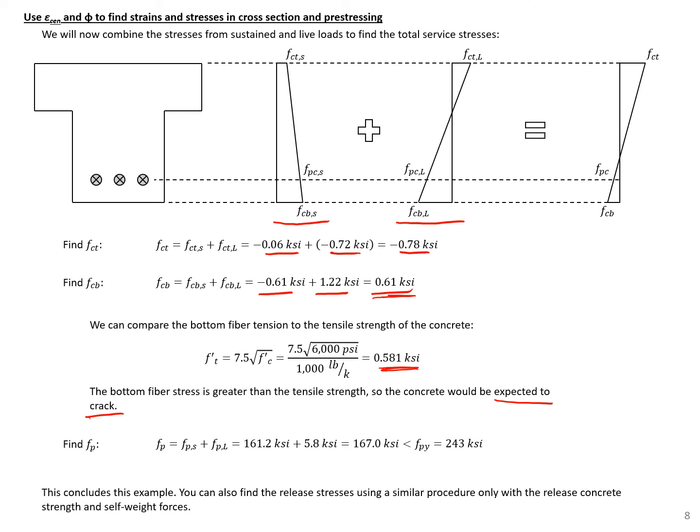We can do the same thing with our pre-stressing, adding our stress in the pre-stressing from our sustained loads and the stress from our live loads to get a total stress in the pre-stressing of 167 KSI, which is less than our yield stress, so we know that we're still in the linear elastic range. So that concludes this example. You can also find stresses at release or transfer using a similar procedure where you would use the release concrete strength and the self weight.